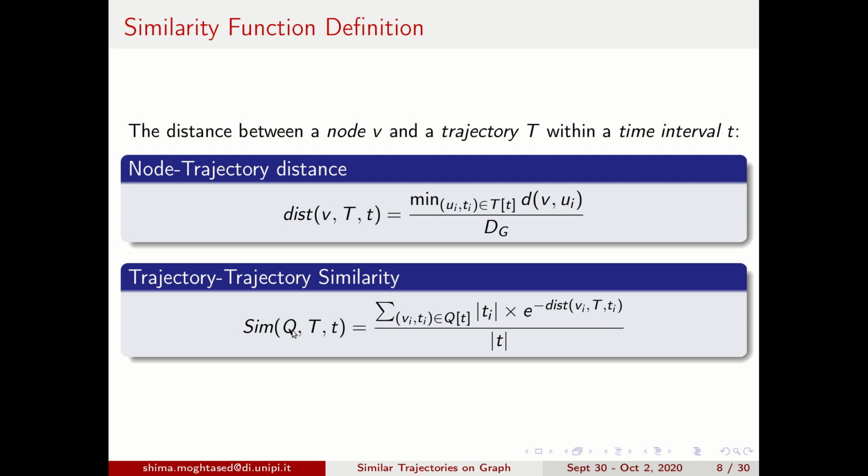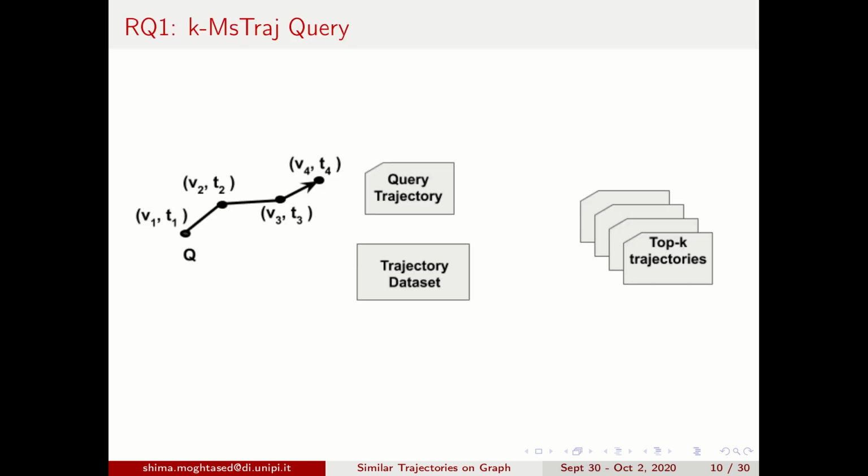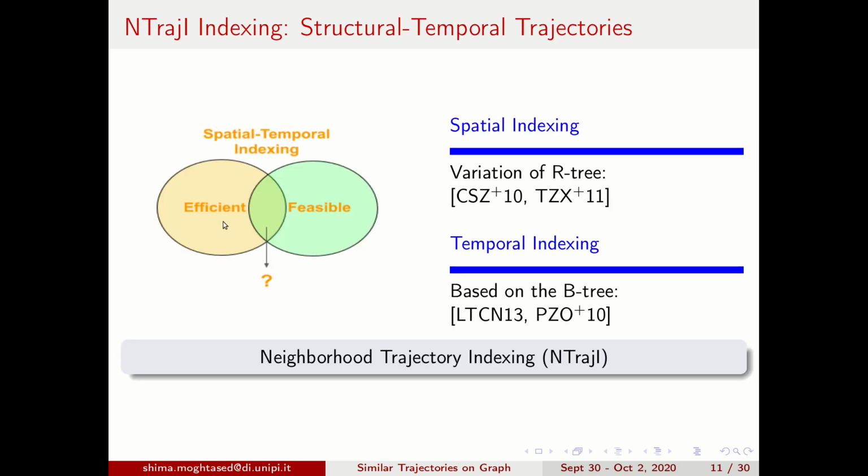So now we have a good metric to measure the similarity between trajectories, and we are ready to face our first research question. For a given trajectory dataset and a query trajectory, which is a sequence of nodes, each node assigned a time interval, we aim at finding the k trajectories with maximum similarity scores. For processing this type of query, first of all, we need to retrieve the most relevant trajectories with respect to the query in an efficient way. So we need to manage our trajectories in an efficient structure.